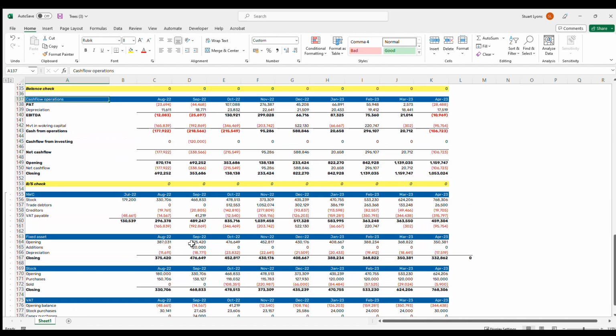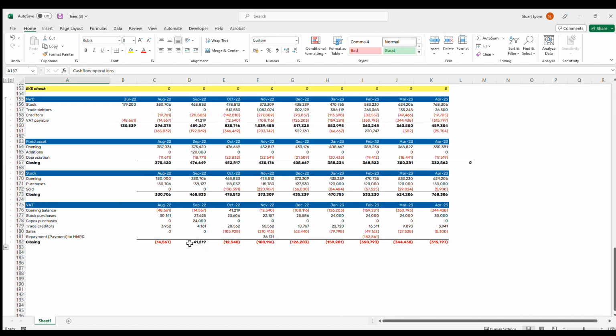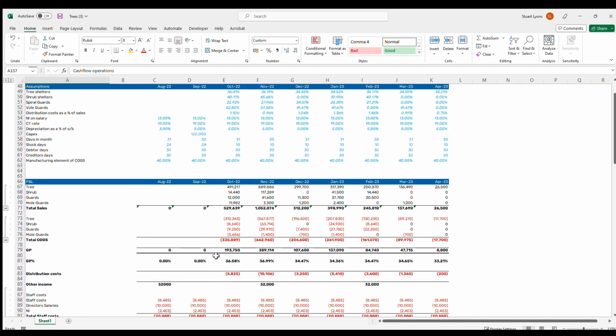But as you can see, it's a little bit smaller. There's all of these extra schedules, and I did this because it's just easier to explain on screen. It's less unwieldy. So what you have here in this income statement is a business selling 4 separate products in rows 67 to 70. You can see here trees, shrubs, guards, moles, guards, coming up to our total revenue. You can see here the cost of goods sold. It's a negative and nice and red.